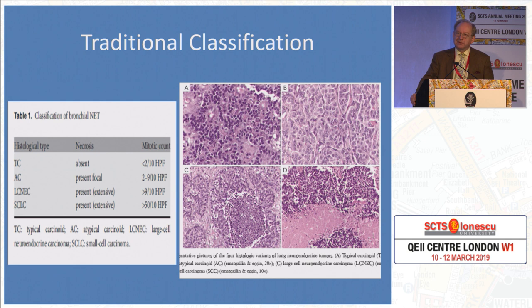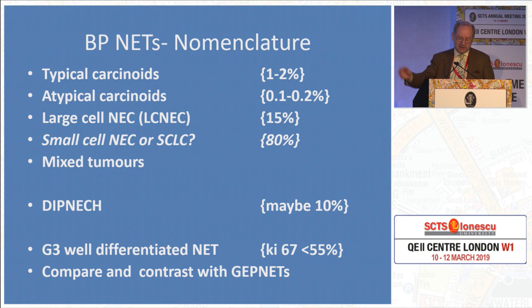This is just to show in perspective how relatively infrequent they are: the typical carcinoids are probably only 1 to 2%, whereas the atypicals are around 0.1 to 0.2%. The large cell neuroendocrine carcinomas make up quite a significant chunk, and I'm not going to talk about small cell neuroendocrine carcinomas or small cell lung cancer, although clearly they do make up a big chunk. And then there are these curious DIPNECs, the diffuse idiopathic pulmonary neuroendocrine cell hyperplasia, which may account for up to 10%.